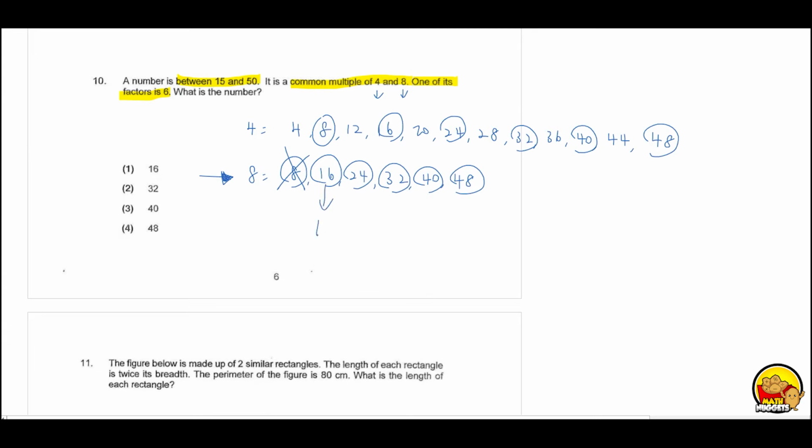Check. So can 16 divide by 6? Can 24 divide by 6? Can. 24 divided by 6, the answer is 4. Oh, but 24 is not in one of the options, so that's not it. Okay, let's try again. 32 can divide by 6? Cannot. 40 can divide by 6? Cannot. 48 can divide by 6? Can. It's 8. So the answer is 48, option 4.